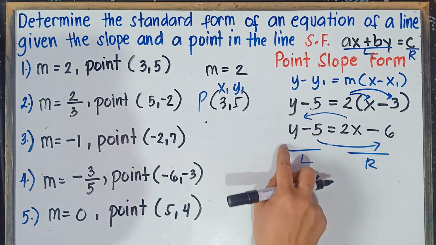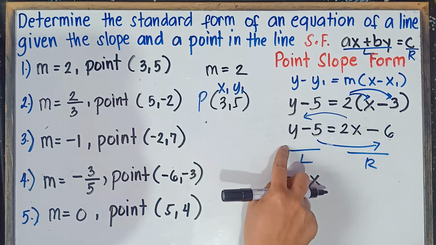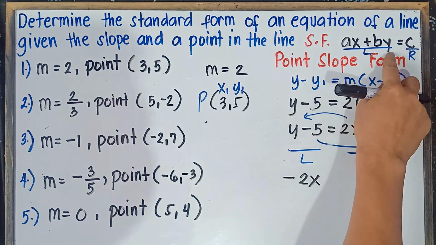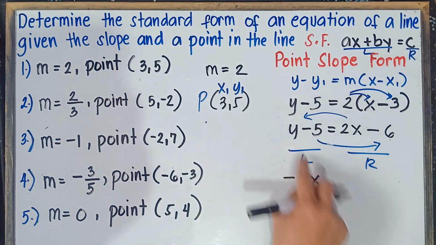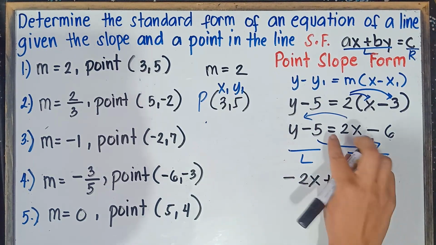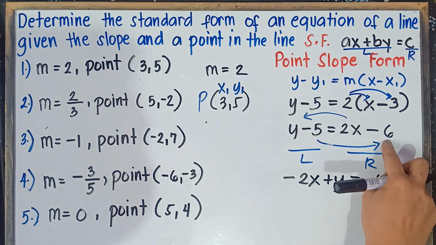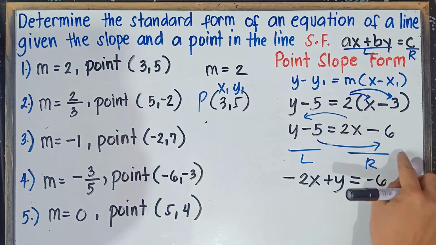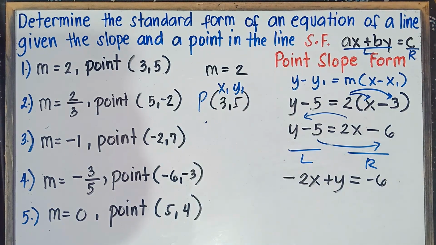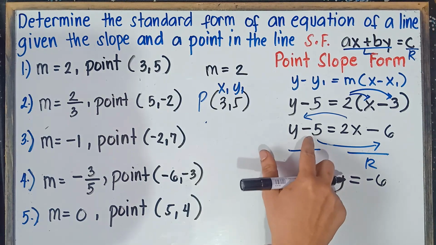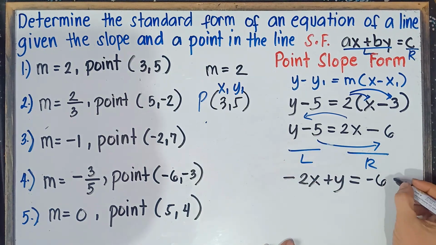Once again, class, do not transpose y because y is on the left side of this equal sign. Simply copy positive y. Copy equal sign. Copy negative 6. Do not change the sign of negative 6 because negative 6 is still on the right side of the equal sign. And then we transpose negative 5 from left to right. This is negative. It will become positive 5.